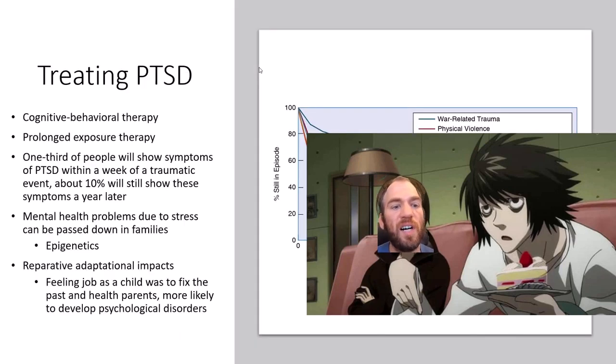Treating PTSD: cognitive behavioral therapy, referred to as CBT, and prolonged exposure therapy. One third of people will show symptoms of PTSD within a week of a traumatic event. About 10% will still show these symptoms a year later. Mental health problems due to stress can be passed down in families, possibly through an epigenetic process. Reparative adaptational impacts: feeling that your job as a child was to fix the past and health of parents makes you more likely to develop psychological disorders.